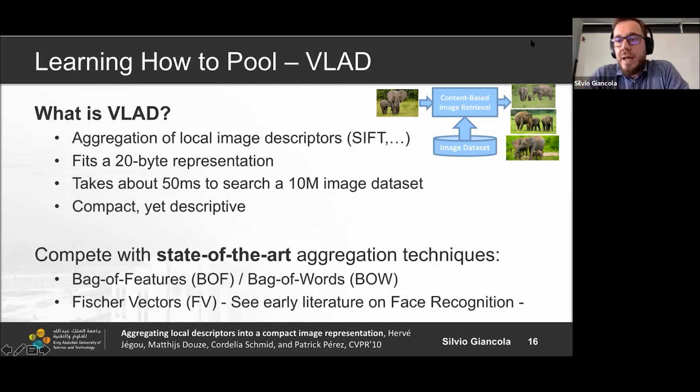Back in those days, there was no deep learning involved. But the idea was, if I have an image and I extract some SIFT features out of it, as many as I want, maybe 100, maybe 1,000, how can I find a compact yet descriptive descriptor that will allow me to do retrieval or classify those images into different classes? So VLAD was competing at the time with the state-of-the-art aggregation techniques that you might have learned in your computer vision classes, which were bag of features, bag of words, or even the Fisher vectors that were very famous in the literature for facial recognition.